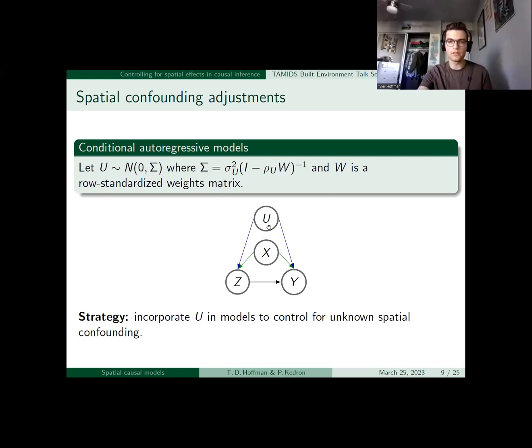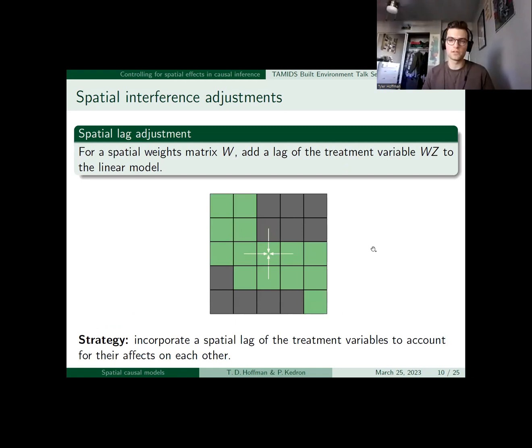So our strategy is we include this unobserved variable that has a spatial structure along the lines of which we think the spatial confounding follows. And by adding that into our model, we can condition on this unknown spatial confounding and isolate that arrow from Z to Y. For spatial interference, the adjustments are a little simpler. They're simply adding a lag of the treatment variable. So if we think that the spatial interference follows a spatial structure described by the matrix W, we can incorporate a lag of the treatment variable WZ into the model, and this will properly account and average for the spatial spillovers.